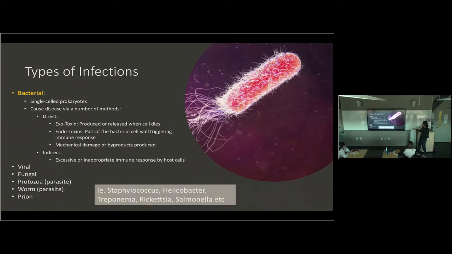Obvious examples of bacteria: Staphylococcus, the Staph aureus that you hear about a lot, MRSA, and so on. Helicobacter, which has been linked to cancer, right? H. pylori in the stomach. It's adapted to live in the stomach, and the body's continual inflammatory state trying to fight off this infection essentially over time creates cancer. And so that's how bacteria can cause cancer.